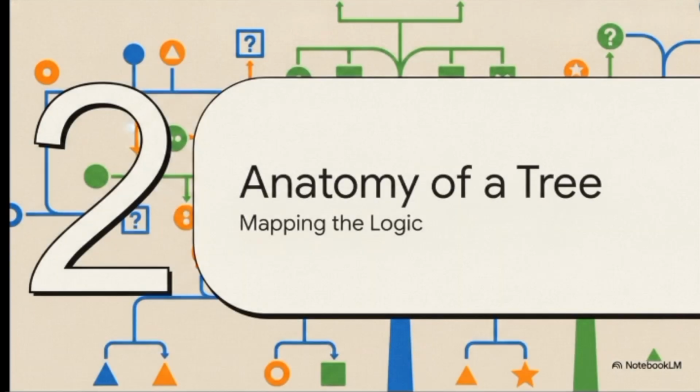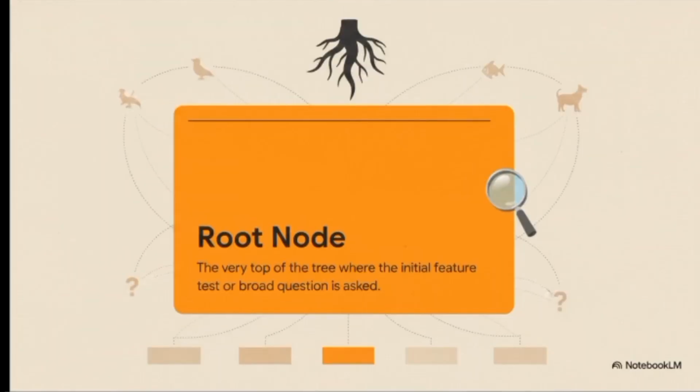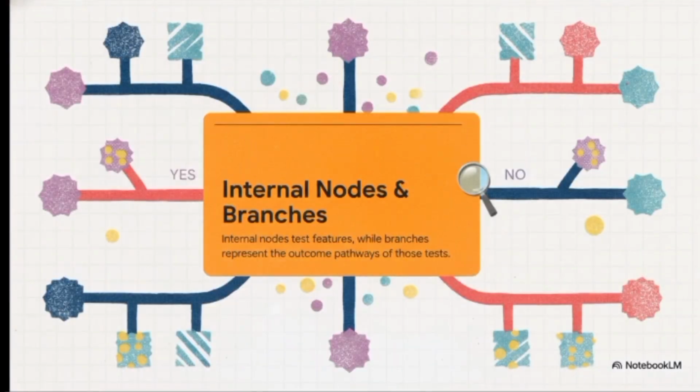Moving right along to section 2, anatomy of a decision tree, mapping the logic. Now, what's really interesting here is the terminology. Think about asking that very first wide net question in a parlor game, something like, is it an animal? You always start at a single point, at the very top. In machine learning, we call this the root node. It's the absolute beginning of our flowchart where the initial feature test actually happens. So, based on the answer to that very first question at the root node, you travel down the pathways. We call these branches. Essentially, you're going left for yes or right for no.